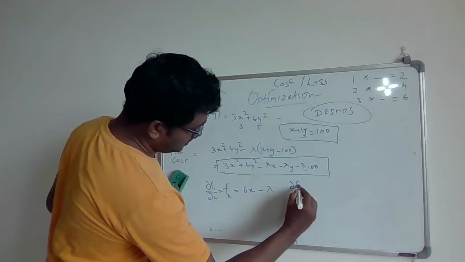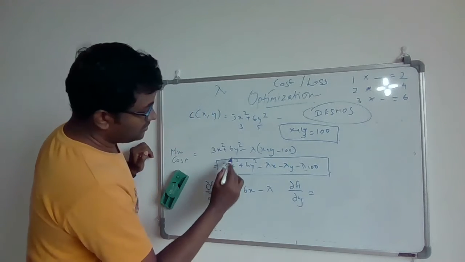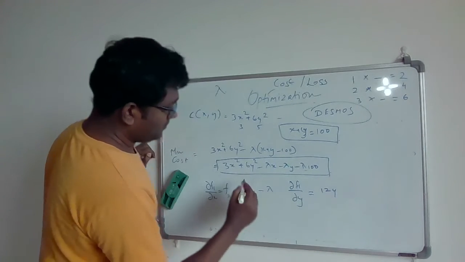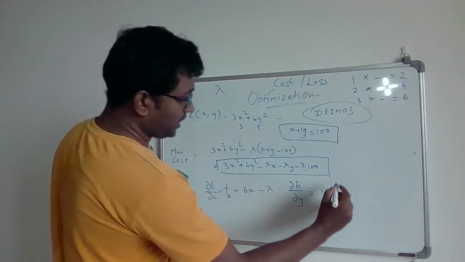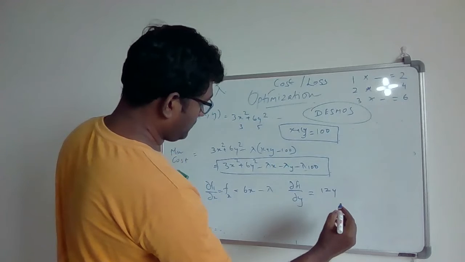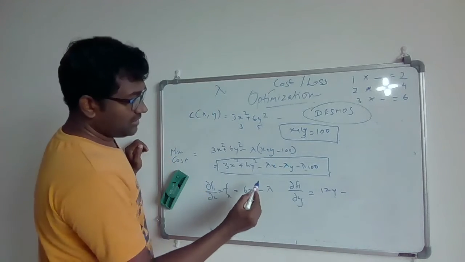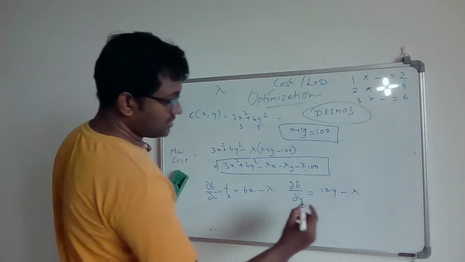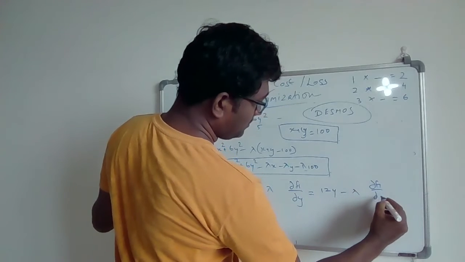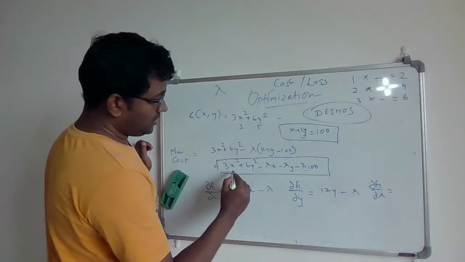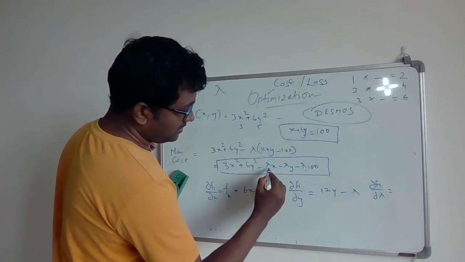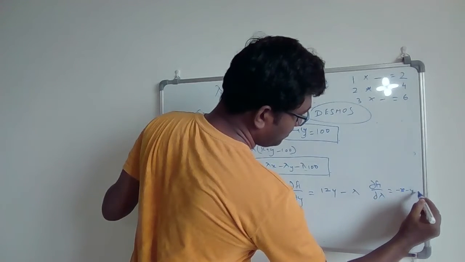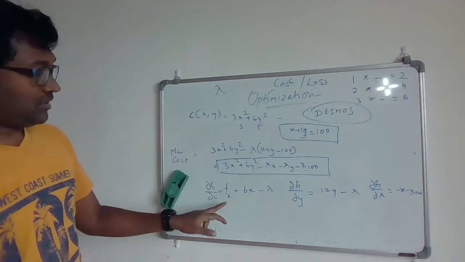Similarly, we can do the partial derivative of this function with respect to y. This becomes 0. 6 times 2 is 12, so 12y. And then this becomes 0, and this becomes minus lambda. Next is the partial derivative of this function with respect to lambda. This is a constant 0, this is a constant 0, and this becomes minus x, minus y, minus 100. So that is the set of all the partial derivatives.